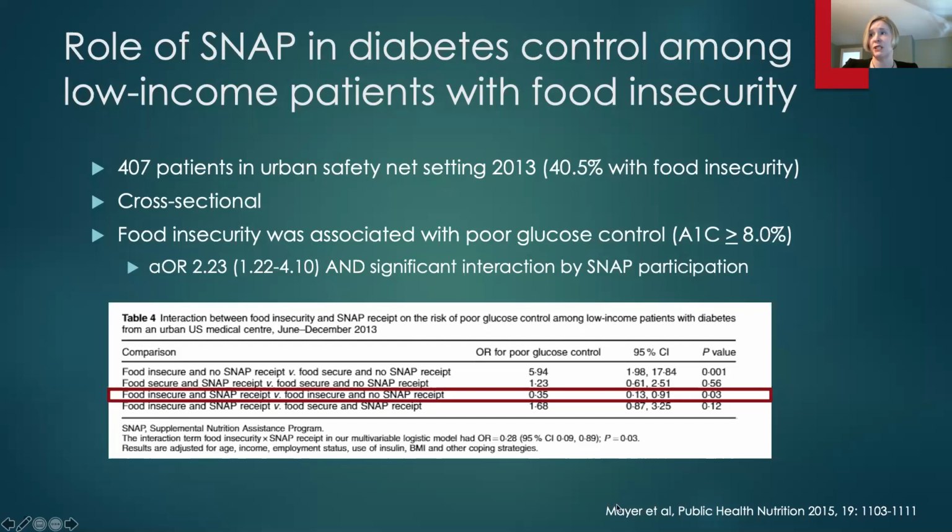This was a predominantly non-Hispanic Black population that was predominantly female. Most had income less than 200% of federal poverty, and most in this population were insured with Medicaid, Medicare, or private insurance. 45% were on insulin.